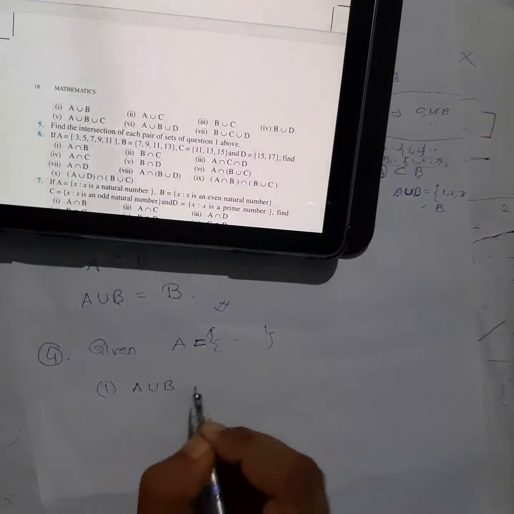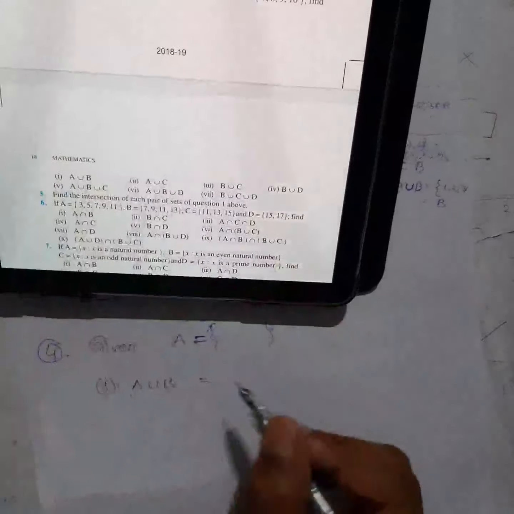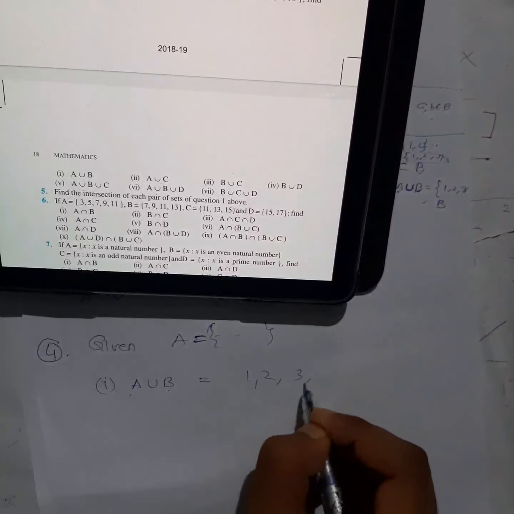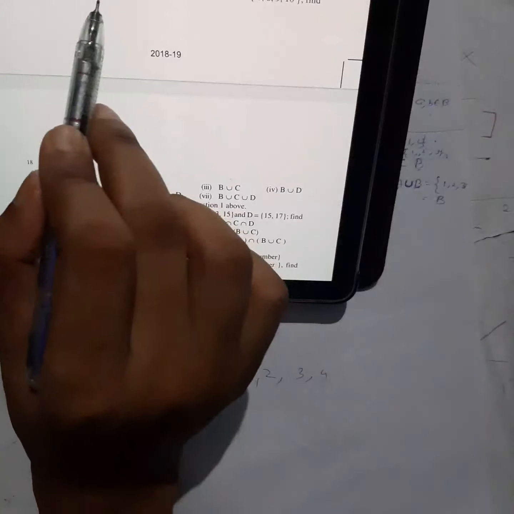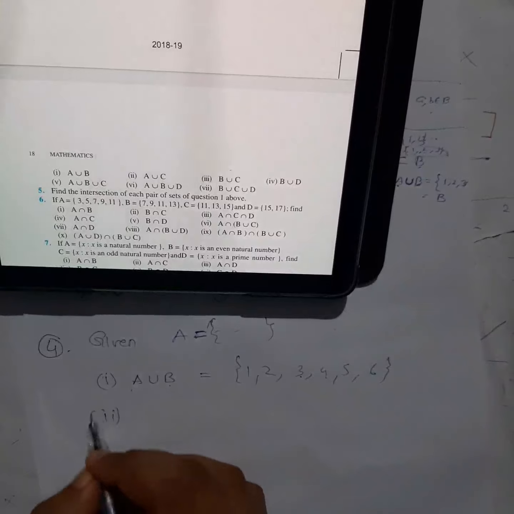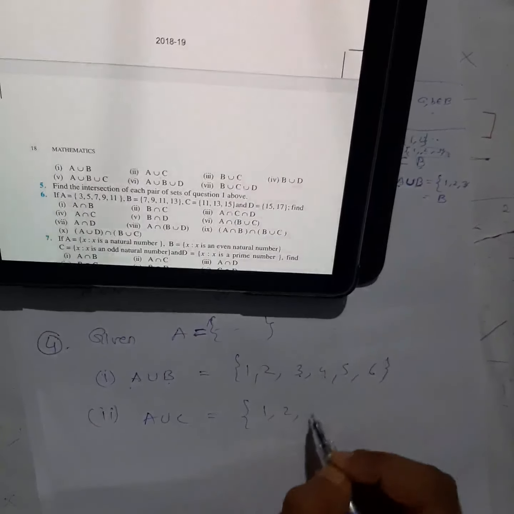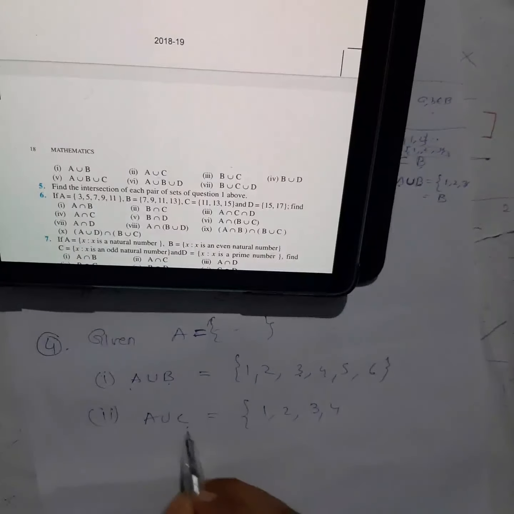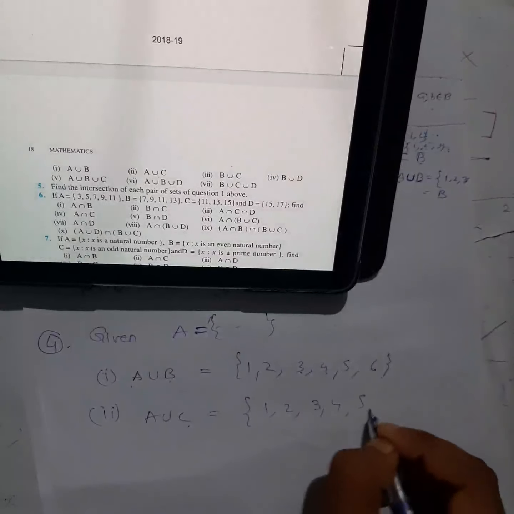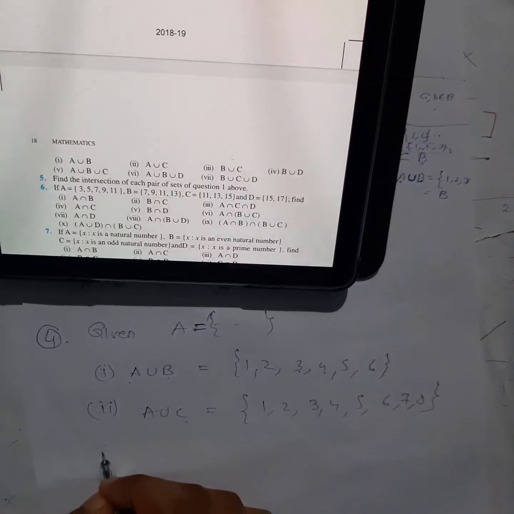A union B, what will it be? All elements of A and B. Elements of A, you can see, are 1, 2, 3, 4. Elements of B are 3, 4, 5, 6. So 3, 4 I will not repeat, and 5, 6. So this will be A union B. Number 2, A union C. A union C means all elements of A, 1, 2, 3, 4, and all elements of C, 5, 6, 7, 8. So this will be your union of A and C.